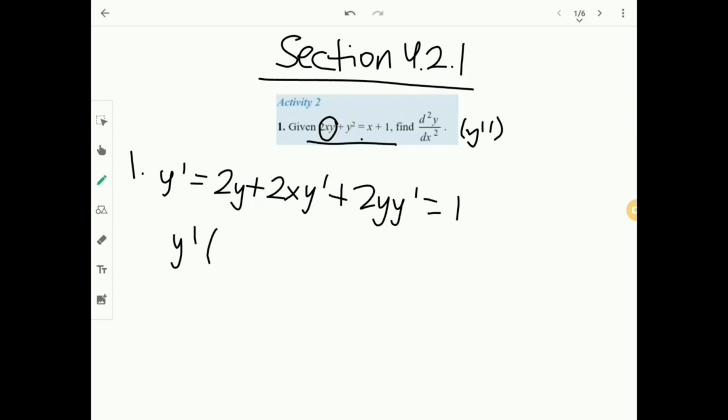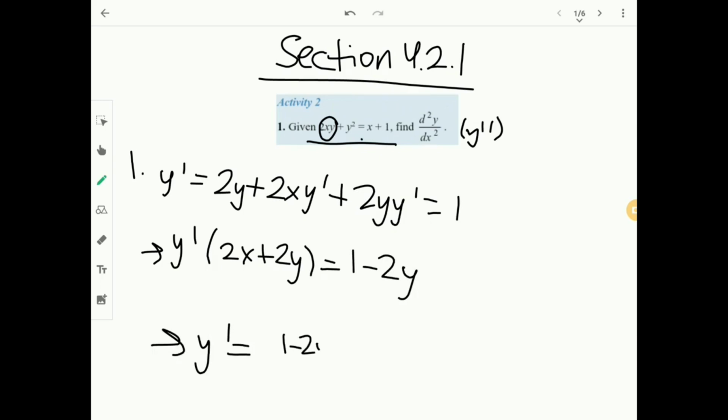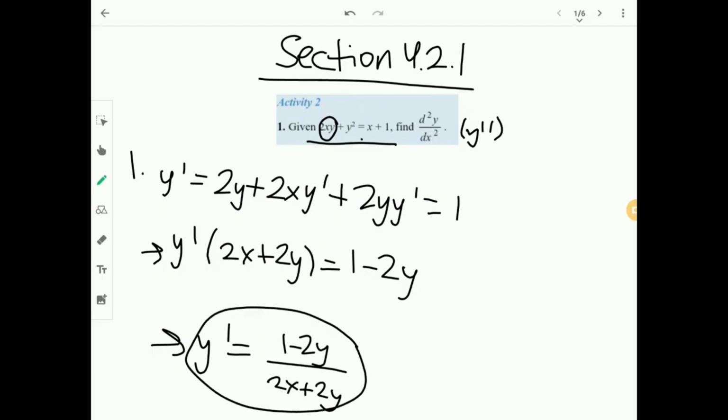Take the y prime out, you get y prime times 2x plus 2y equals 1 minus 2y. So y prime is equal to 1 minus 2y over 2x plus 2y. And this is actually the answer for activity 1. So yeah, now y prime is equal to 1 minus 2y over 2x plus 2y.